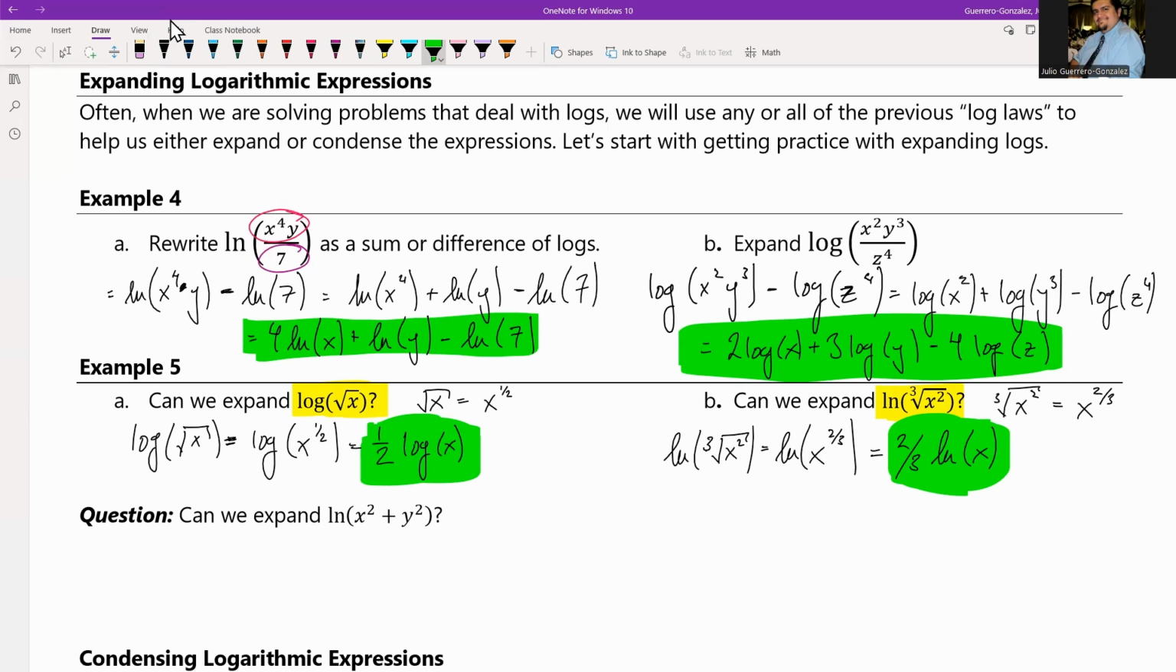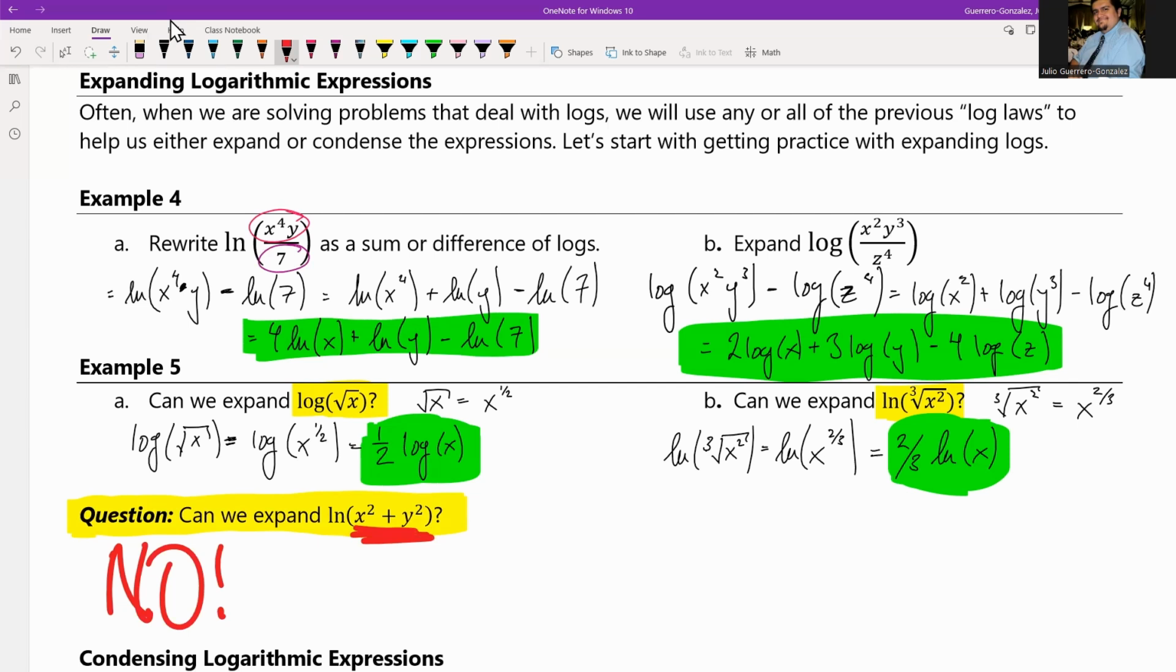Okay, so then next question, can we expand this? Hopefully everybody's warning sirens are going off, right? If I'm asking it, there's probably a problem with it. The answer is heck no, right? No. Up to now, there are no rules for breaking up an addition that's inside a logarithm.